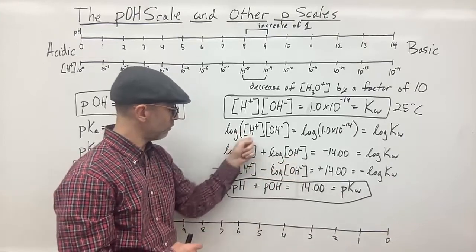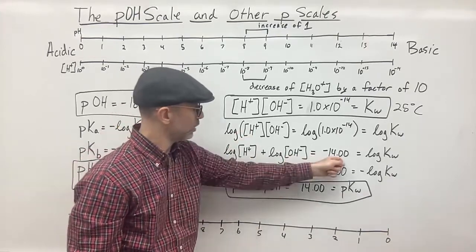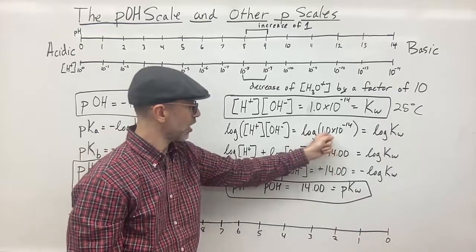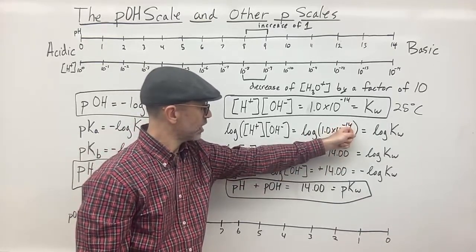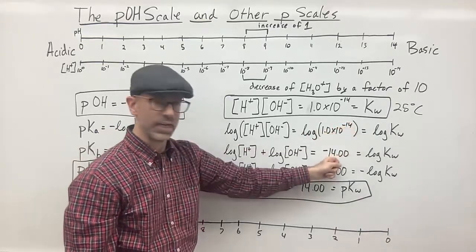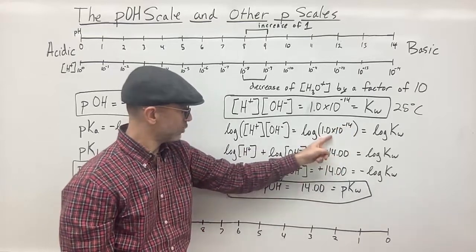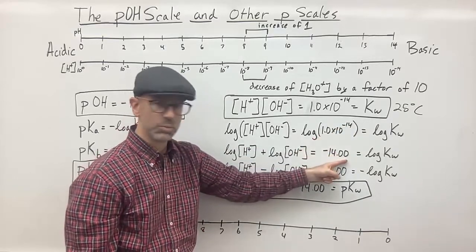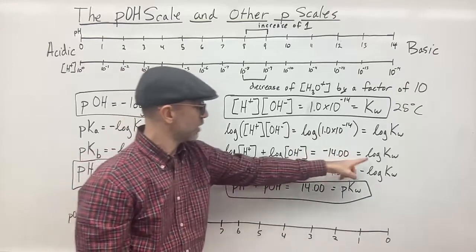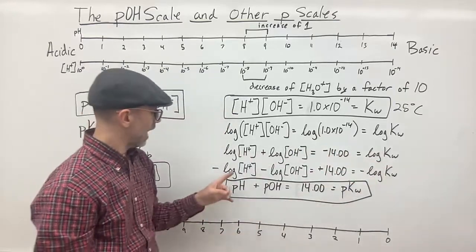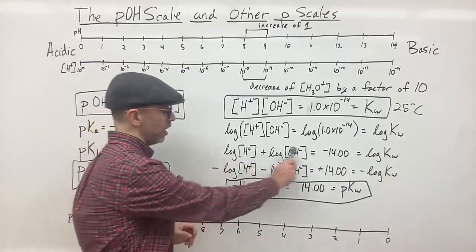So that's a law of logs. And so that's going to be equal to negative 14, because I'm taking the log of this number, which is 10 to the negative 14, so I get negative 14. Notice that I have two sig figs here and I have two decimal places. Now that's going to be equal to the log of Kw. Now let's take the negative of both sides.